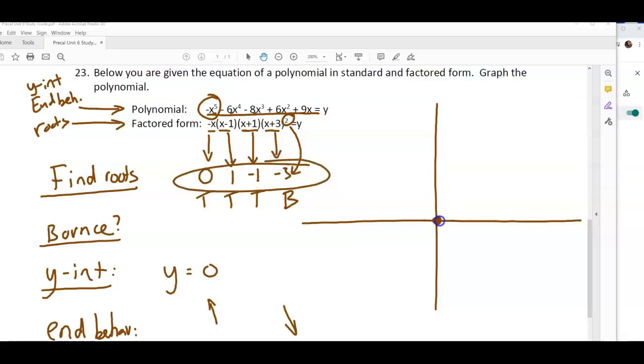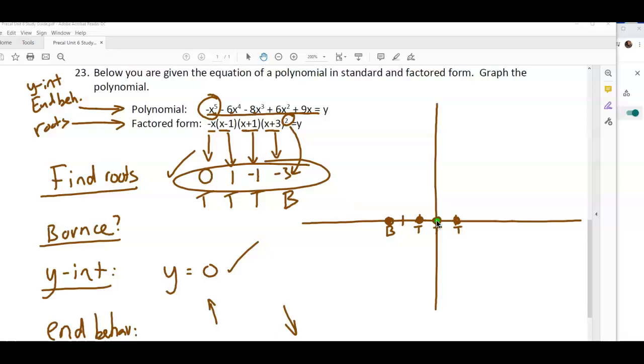We have 0, 1, -1, and -3. And we want to remember that -3 was the one that bounces, and the rest of these, the graph will go through the x-axis. The next thing we want to do is identify our y-intercept, and in this case my y-intercept is 0, so that's just going to be the same thing as one of my roots. But it's not always a root, so don't get too comfortable with it. In this case, the y-intercept is a root.